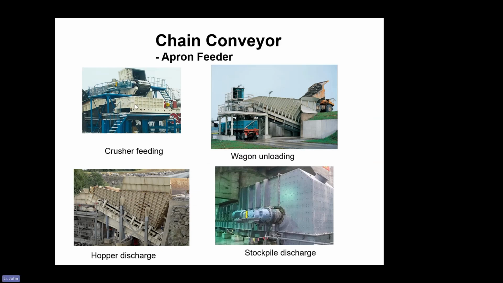It is installed above the crusher, for feeding the crusher, and wagon unloading. In a mining project, mining ore will be discharged to the apron feeder first, and then discharged to the crusher. And the hopper discharge, actually this is the same. And on the stockpile, in mining projects we have a stockpile, and under the stockpile we install an apron feeder underneath to discharge the ores.